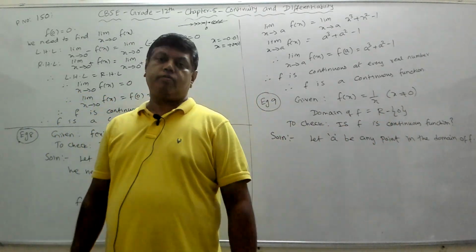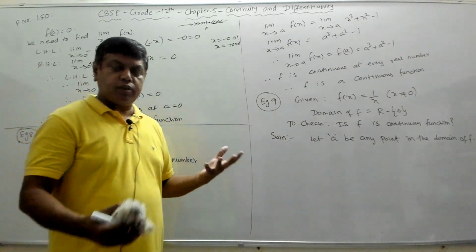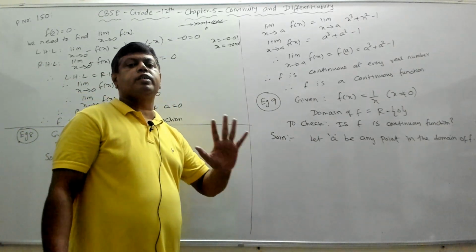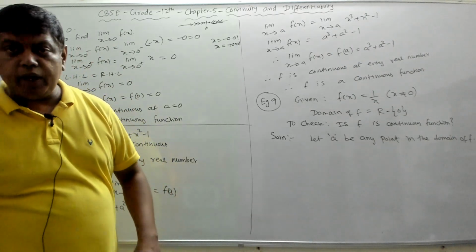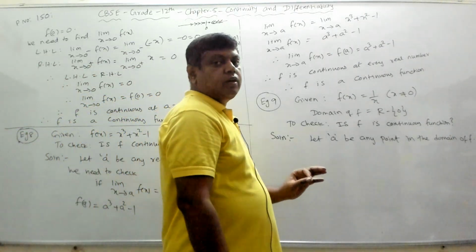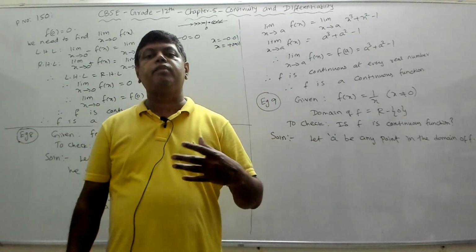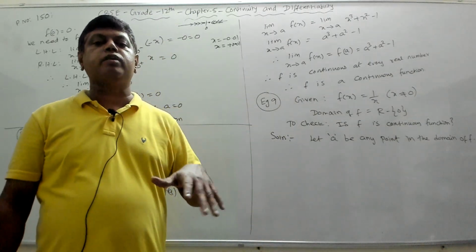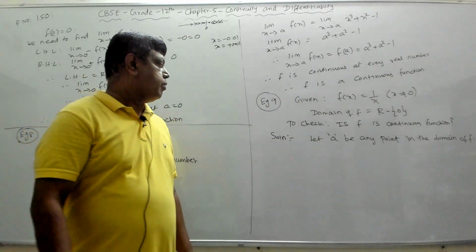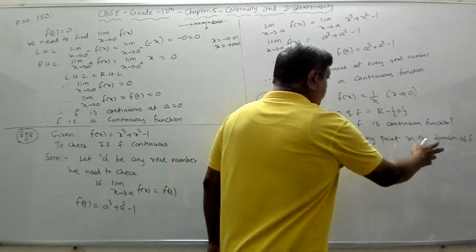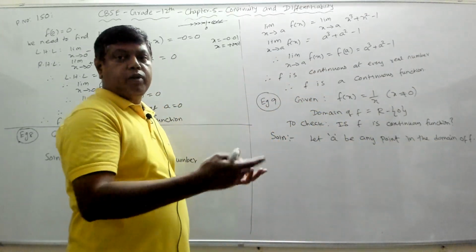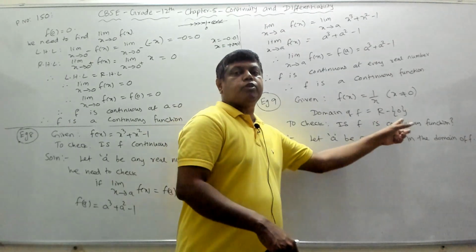a cannot be 0, because 0 is not in the domain of f. Only in the domain of f do we have to check whether f is continuous. At each and every point in the domain of f we have to check if f is continuous. If so, then we will say f is continuous. f is continuous means f is continuous at every point in the domain of f. Let a be any point in the domain of f, which means a is any real number except 0.